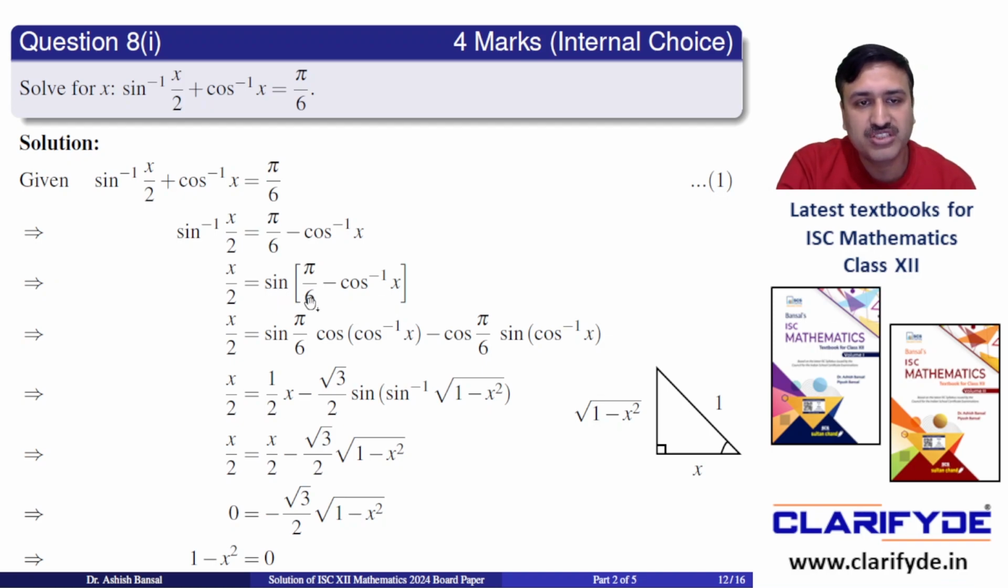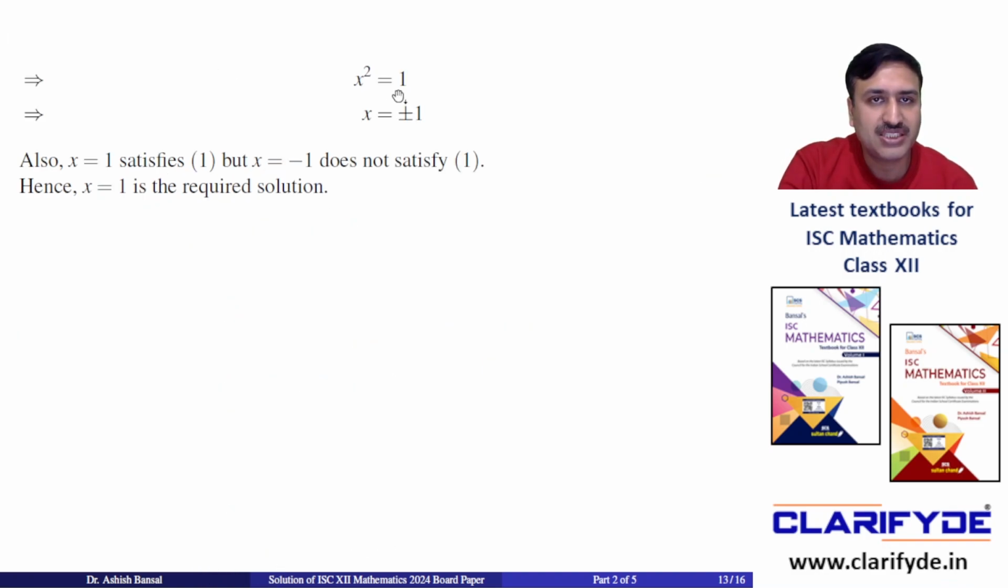Now use the formula for sin(a minus b), sin a cos b minus cos a sin b, to get this. You know sin pi by 6 is half, cos pi by 6 is root 3 by 2. Now cos inverse x is equal to sin inverse root 1 minus x square. It's a standard identity. Now this becomes root 1 minus x square. Now it can be simplified to get root 1 minus x square equal to 0, which implies x square equal to 1 and x equal to plus minus 1.